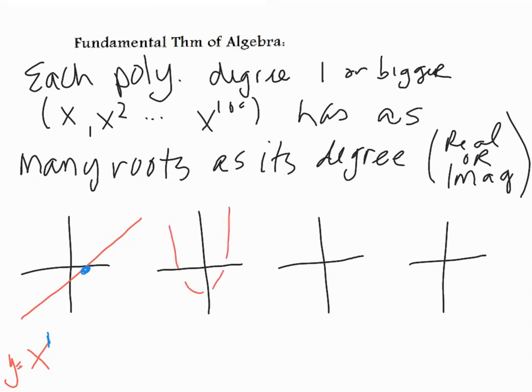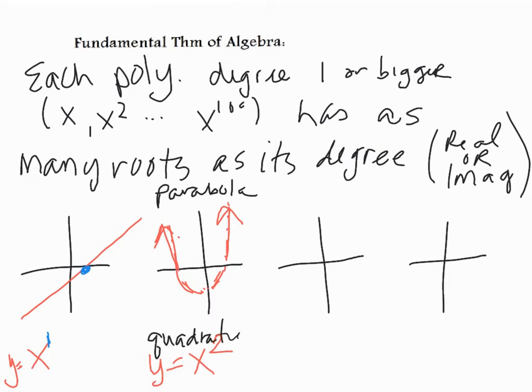Okay, this is the graph of a y equals x squared function. That looks really bad. Hopefully you remember we call this a parabola. We can also call it a quadratic. And this crosses 2 times. Okay, the degree is 2, crosses 2 times.